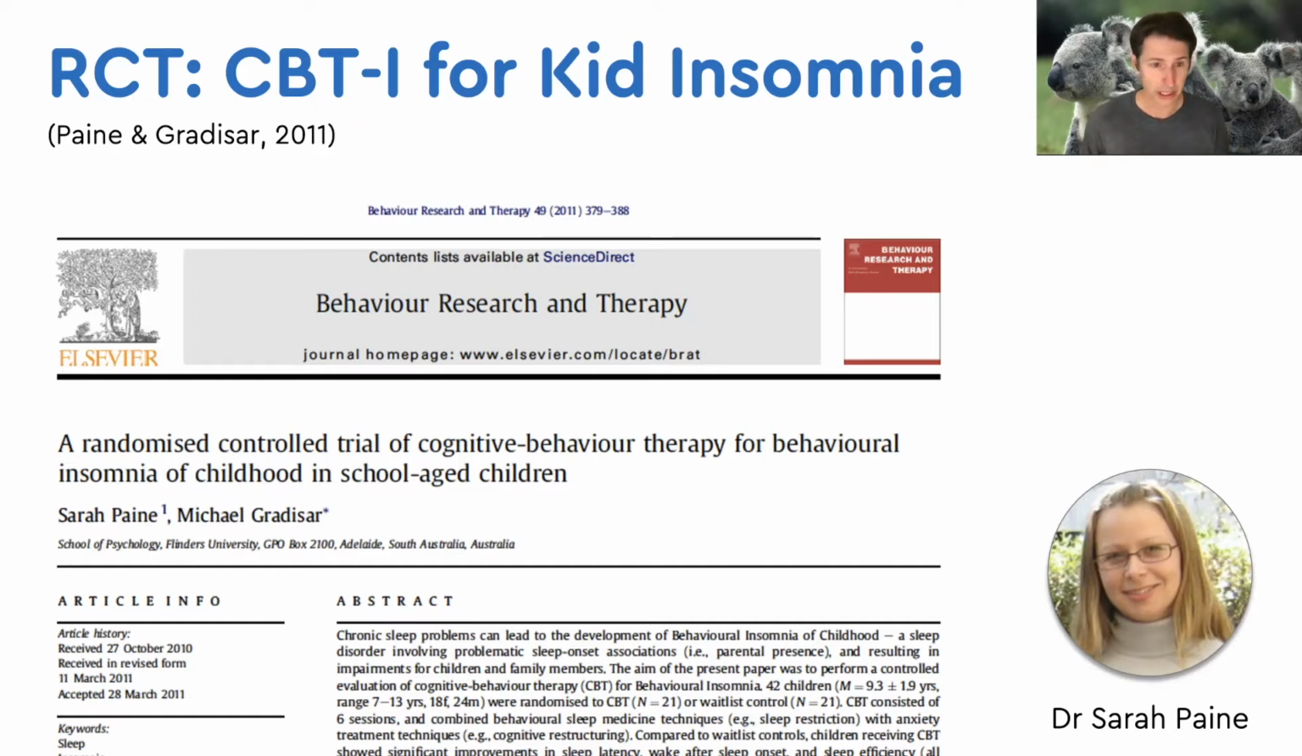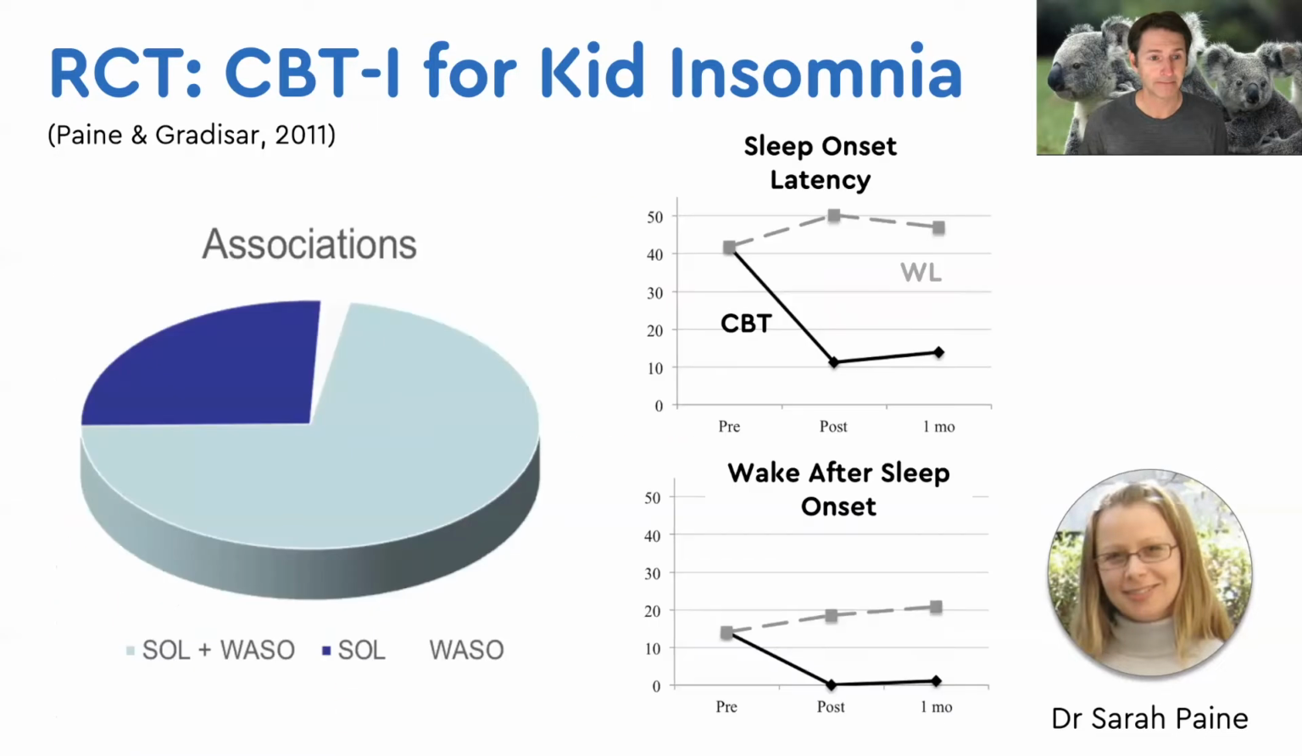And so this was published in Behavior Research and Therapy. So firstly, when it came to the sleep onset associations, what we did have a look at was the type of associations that they had, whether it was at the start of the night or during the night.